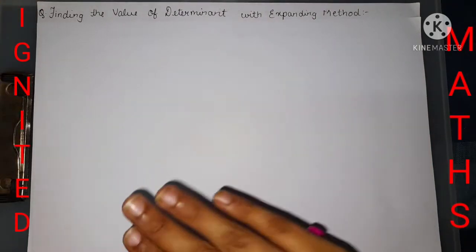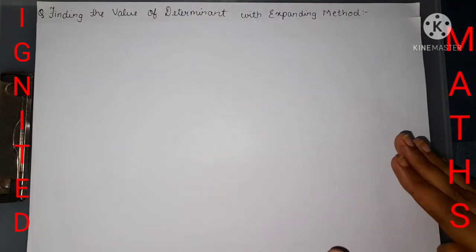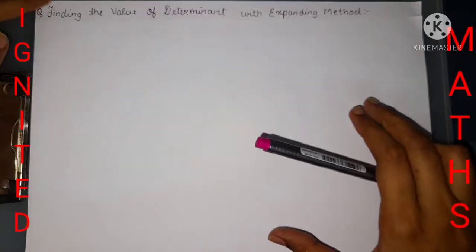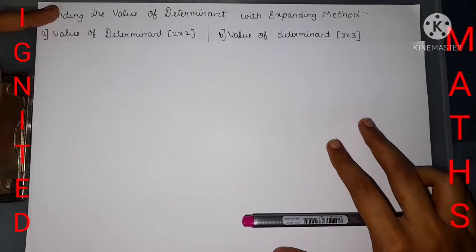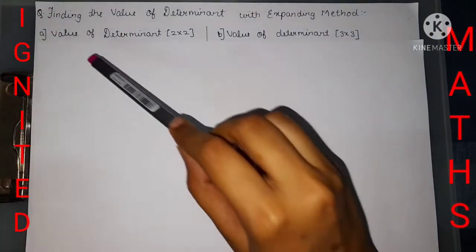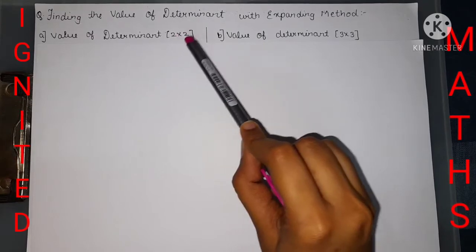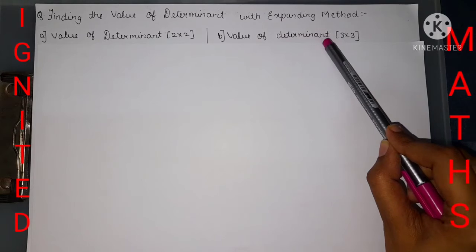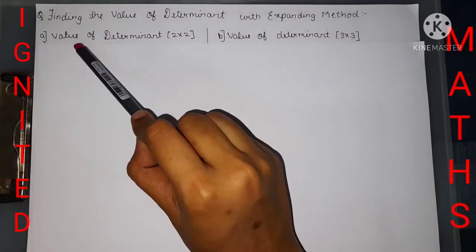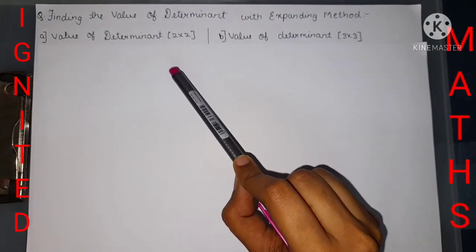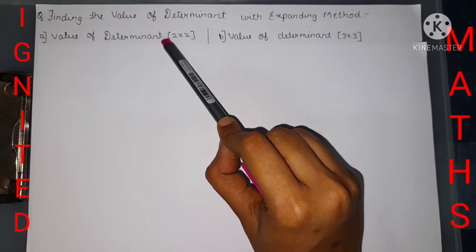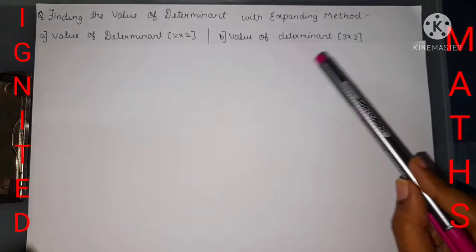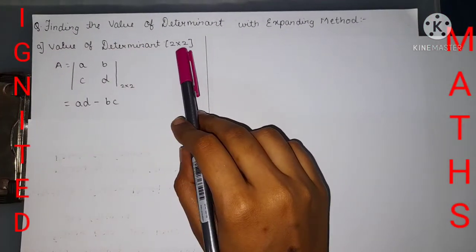For a 2 cross 2 determinant the rule is different, and for 3 cross 3 the rule is different. Different is nothing but most probably it's the same, but let's discuss it. Now we are going to solve the value of the determinant of 2 cross 2 and even the value of the determinant of 3 cross 3. For finding the value of the determinant of 3 cross 3 we need the help of the 2 cross 2 determinant. So first we will find the value of the determinant of 2 cross 2. Next we will go to 3 cross 3. So without any further ado, let's start with finding the value of the determinant of 2 cross 2.